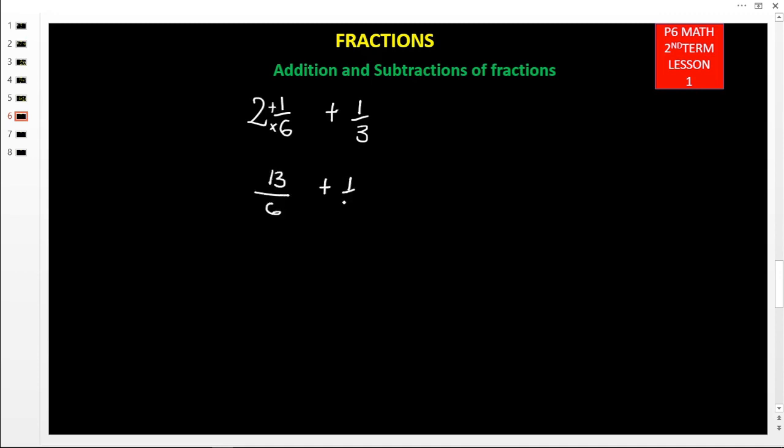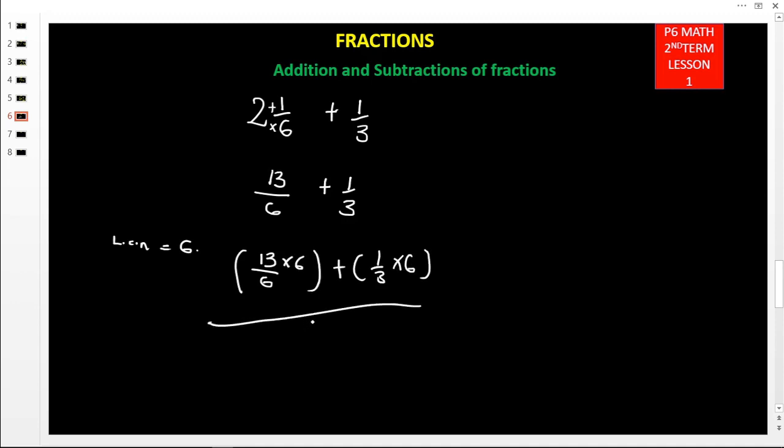then plus a third. Then what is our LCM? LCM is 6, so it is 13 out of 6 times our LCM, then plus a third times our LCM, all over the LCM. So how many 6's are in 6? 1. So 1 times 13, we get 13. Then plus a third: 3 into 6 is 2, 2 times 1 is 2 out of 6. So this is giving us 15 out of 6.